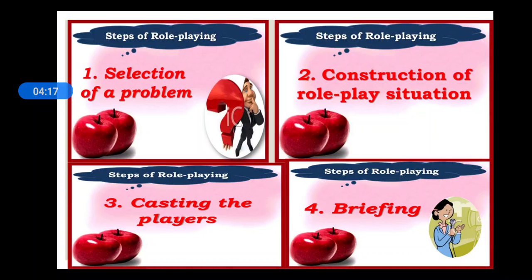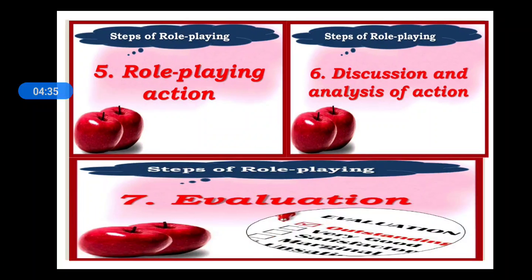Number 4 is briefing. In briefing, you have to talk about the objectives of the role playing during the presentation and explain the skills and insights the activity hopes to achieve. Now coming to number 5, role playing action. In this section, the play is acted through, and it is supposed to be the most difficult step.